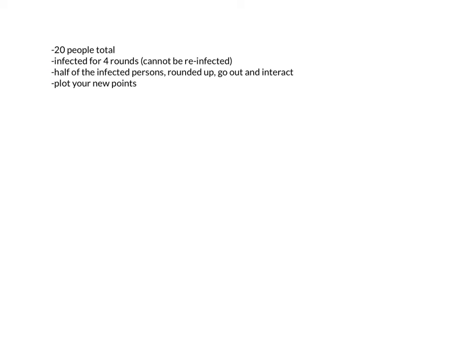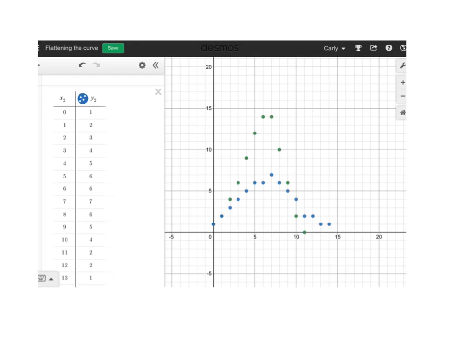If you have 5 people, you're going to randomly choose 3 numbers. So you don't have to use a random number generator. You could just have numbers in a hat and pull them out. Keep track of it the same way, just on a grid, and then plot your new points. So I'm going to show you what happened when I did this. So these are my results.